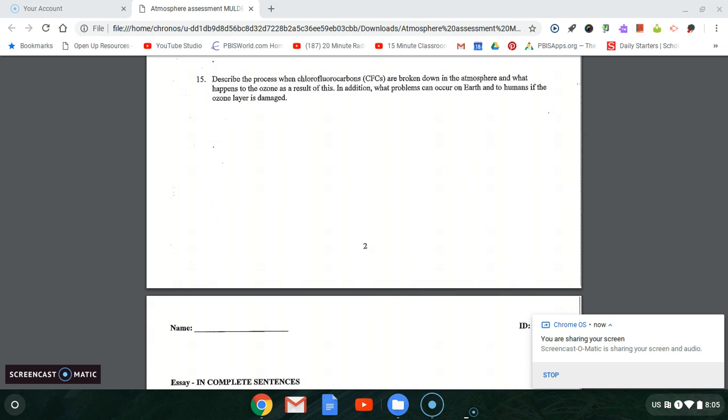You need to describe the process when chlorofluorocarbons are broken down in the atmosphere, what happens to the ozone as a result, and also what problems can occur on Earth and to humans if the ozone layer is damaged.